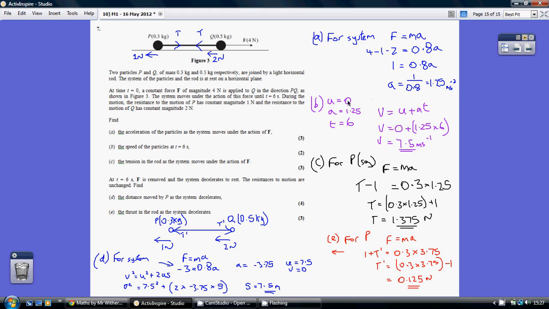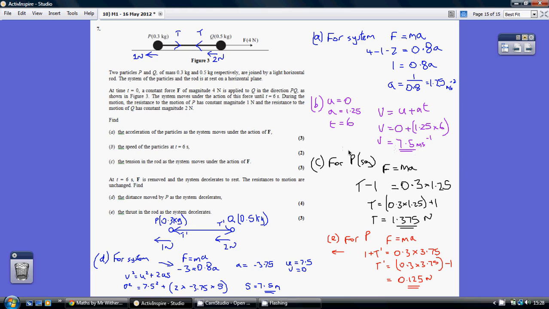Now for part B, we're just using SUVAT. We know the initial speed is 0. We've just worked out the acceleration to be 1.25. The time taken is 6 seconds. So using v equals u plus at, we can work out v to be 7.5.